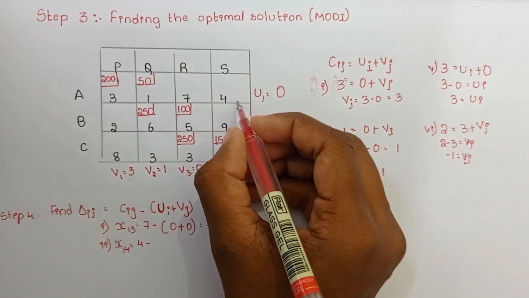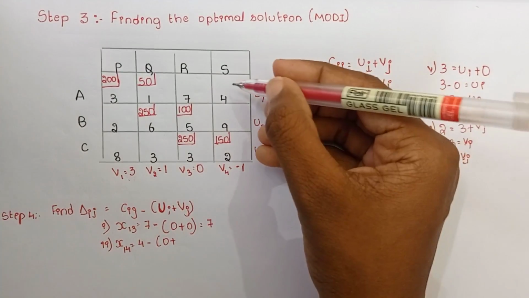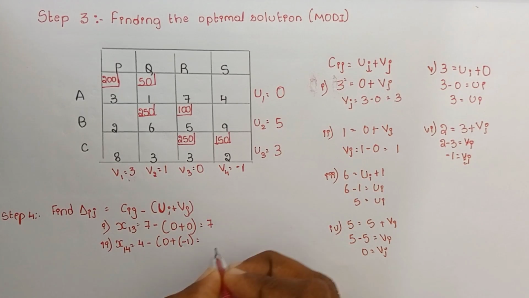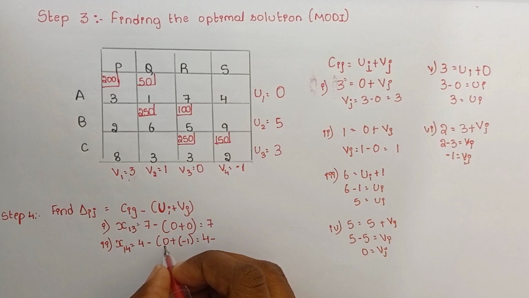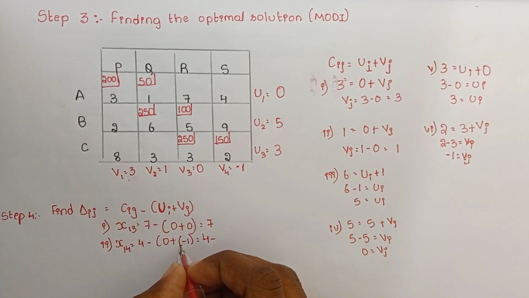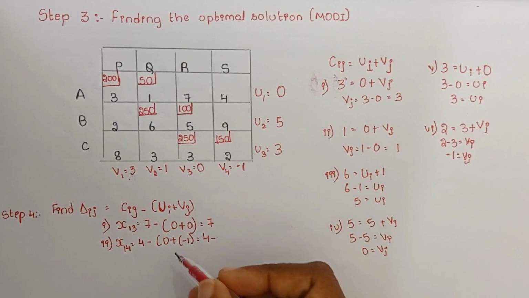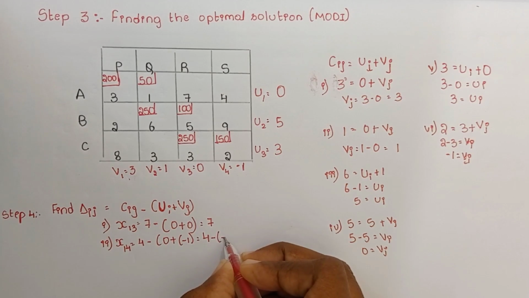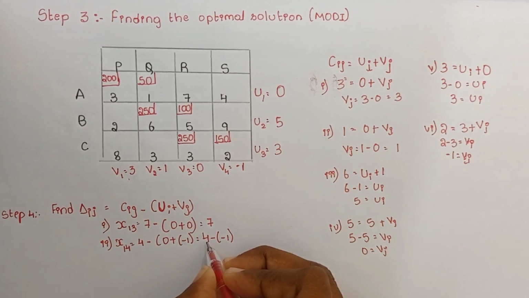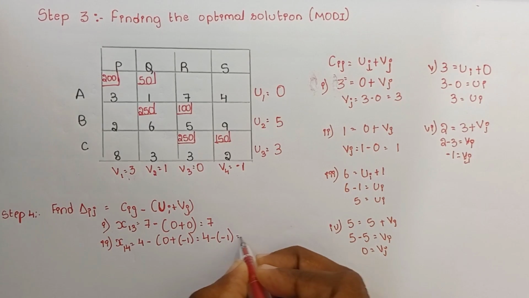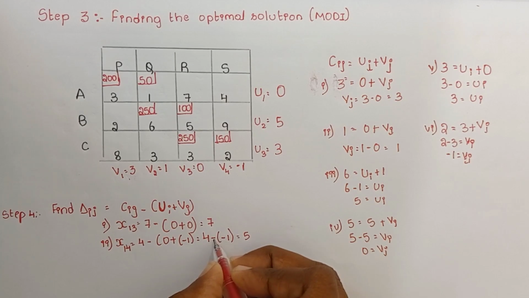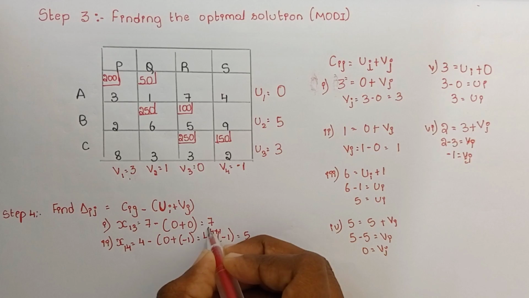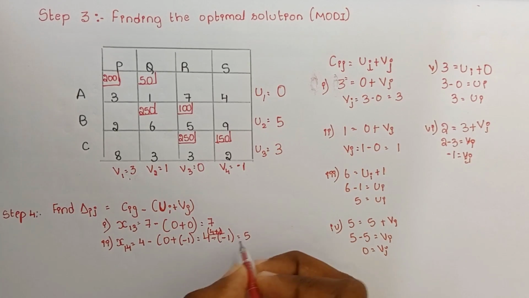4 minus the u value for this 4, which is 0, plus the v value for this 4, which is minus 1. Okay, let me simplify this. So 4 minus 0 plus into minus 1. Plus into minus is minus. So 0 minus 1 is minus 1. So 4 minus of minus 1 is 5, which means minus minus will become plus. So 4 plus 1 is 5.